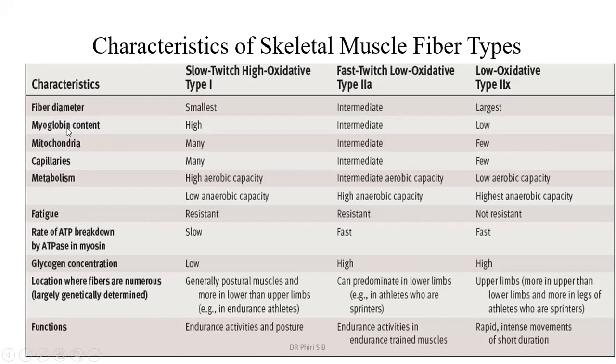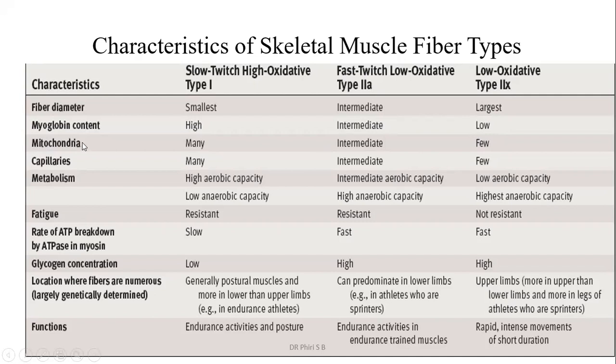The myoglobin content: the slow twitch will have high myoglobin content because they depend on aerobic processes, so you need myoglobin to transport oxygen. The fast twitch type 2A is intermediate, so they will have a bit of myoglobin also. The fast twitch type 2B or type 2X have very low myoglobin because they don't really need oxygen. They will depend more on glycolysis as the source of energy.